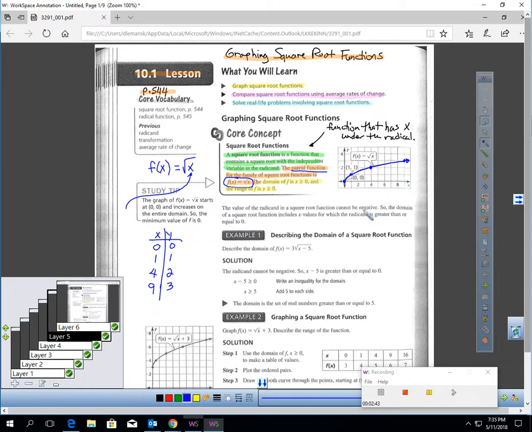You might want to write that in your notes because that could be a good audit question. What does a square root function look like? It's a half parabola opening right. Okay, so you might want to put that in your notes right now.